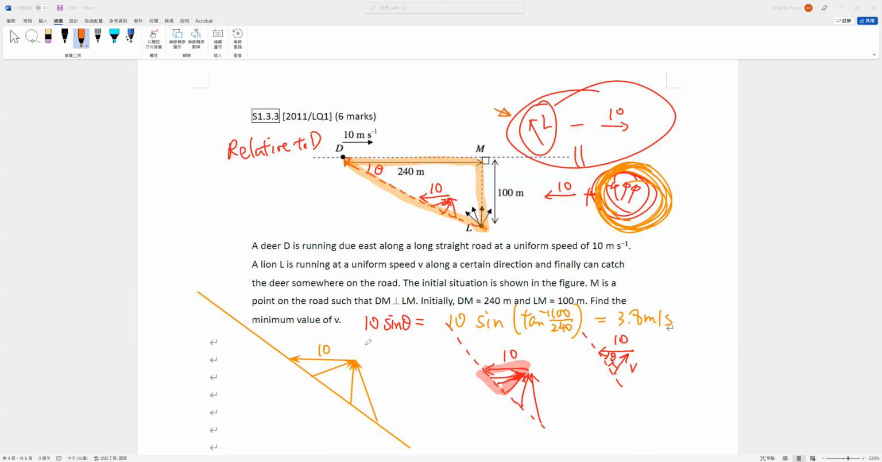And actually just transform the question from physics to mathematics. That means you are finding the shortest distance from a point to a line. From a point to a line, you're finding the shortest distance. And that means it should be the perpendicular line. So then you should point from here to here, and this one should be the right angle.